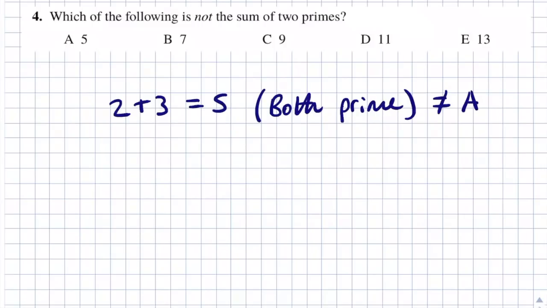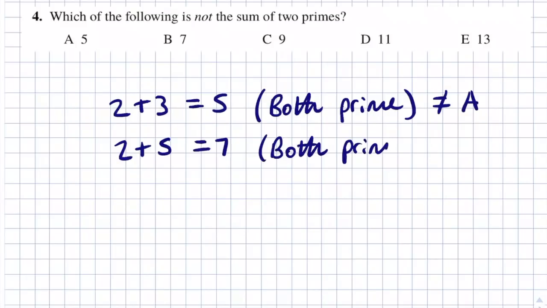Now, if we look at answer B, which is 7, well, we know 5 is a prime number. And what do we add to 5 to get 7? Well, that's 2. We've just shown here that 2 is also a prime number. So 2 add 5 equals 7. Both 2 and 5 are prime. So the answer cannot be B.